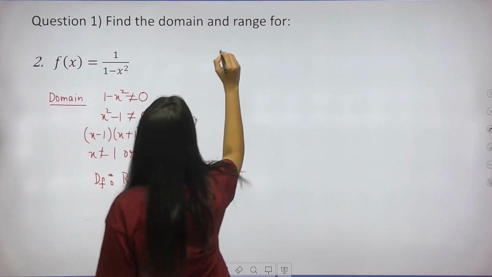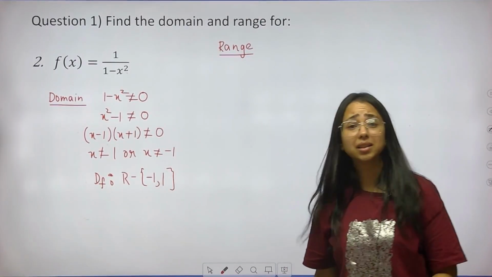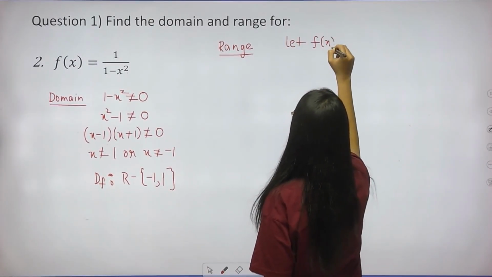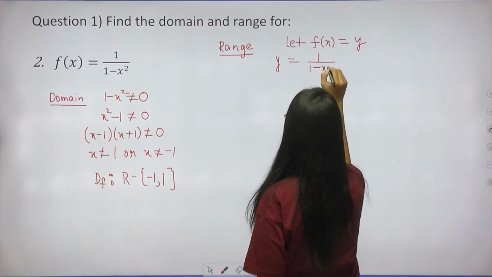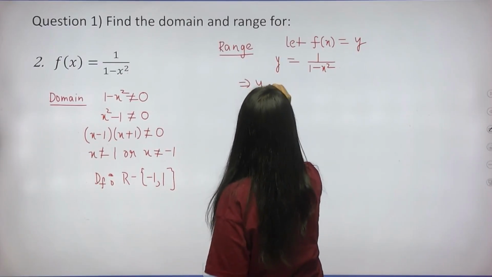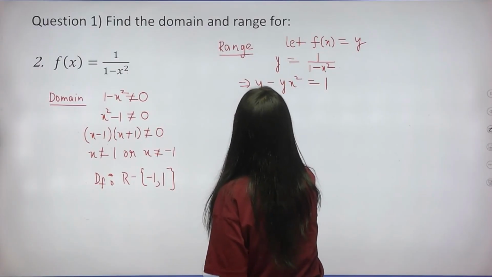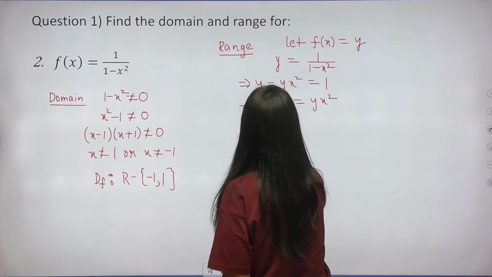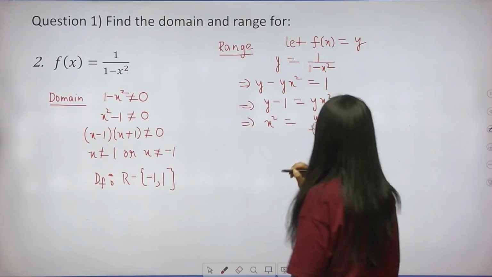Okay. Next, let's find the range. Range is the y values. Okay. So let f of x be equal to y. So y will be equal to 1 over 1 minus x squared. Let's cross multiply. We get y minus yx square is equal to 1. Okay. Now y minus 1 is equal to yx square. Now the value of x square will be equal to y minus 1 over y.